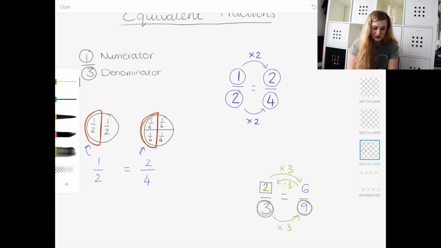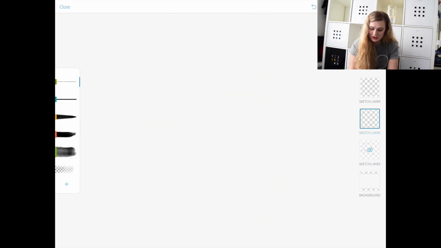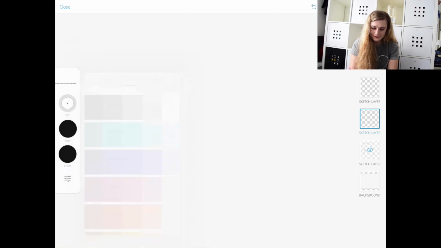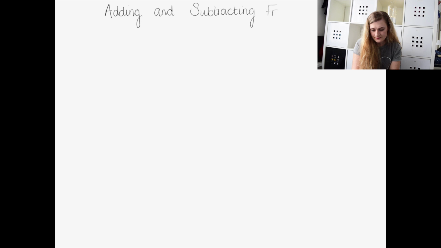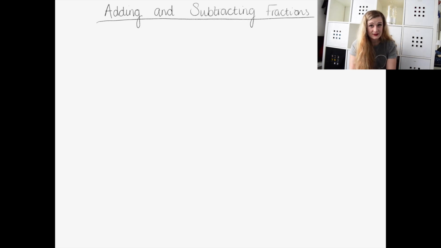But now what we're going to do is move on and focus, sorry about that, we are going to focus on adding and subtracting fractions. So with this one, it's actually fairly simple when you get the hang of it.